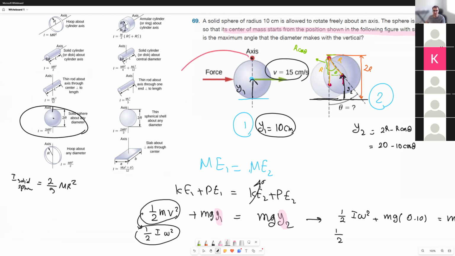So about this, this is going to be about the center of mass, and about this axis it's going to be I equals I center of mass plus mass times the distance between these two axes, which is going to be R.